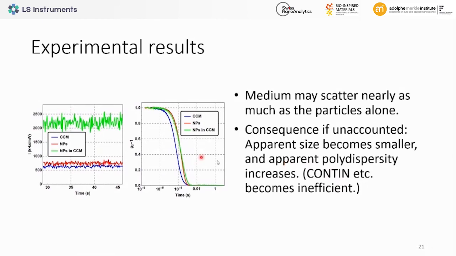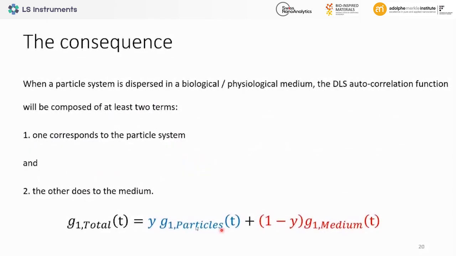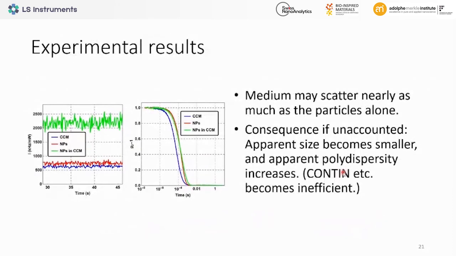This would be simply because of the 2 components, one component and a second component, which increases polydispersity, and given the fact that most of the time the proteins are smaller than your particles, they will decrease the apparent size. And if you try this with CONTIN or other algorithms that are very efficient in many scenarios, it will be very difficult to separate nanoparticles and proteins.